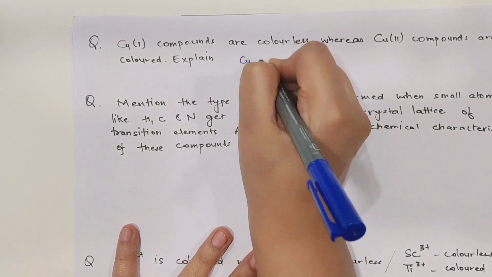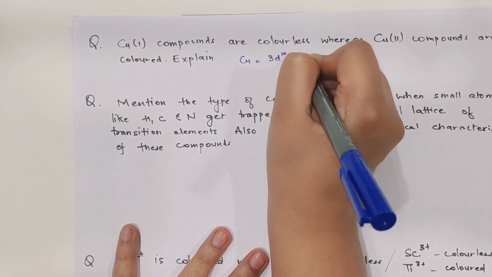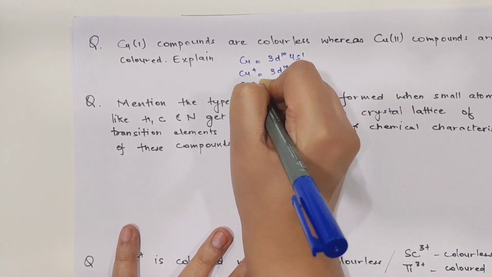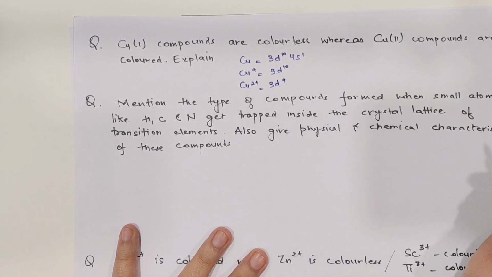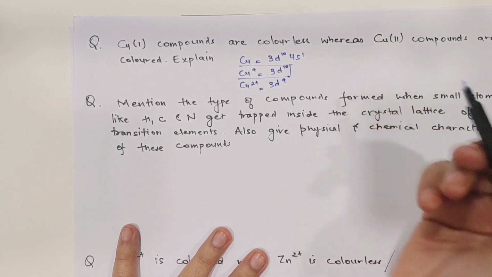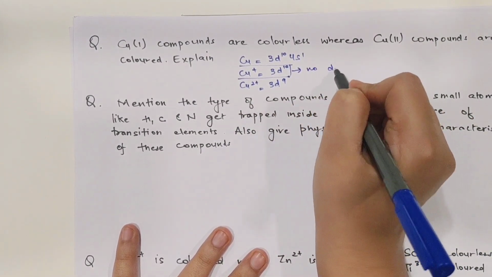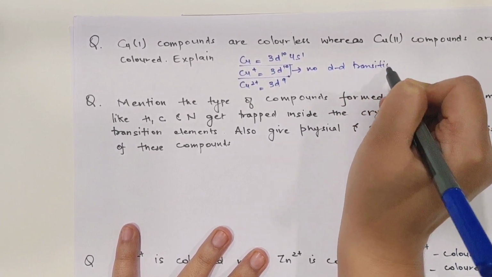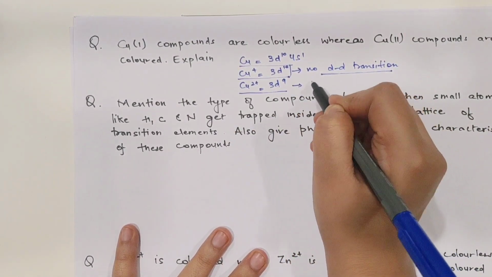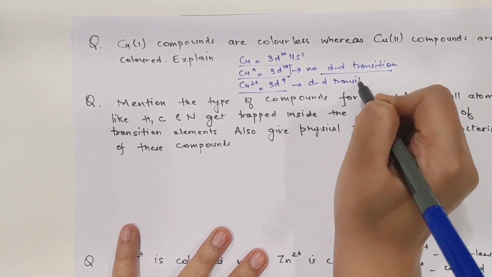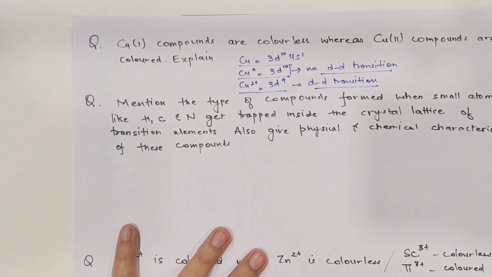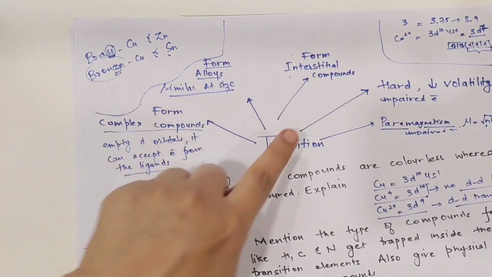Okay, so copper is 3d10 4s1. Copper 1 would be 3d10. Copper 2 would be 3d9. Now, obviously, since copper 1 is 3d10, the d subshell is completely filled. There is no possibility of d-d transition. No d-d transition means no color. Copper 2 plus, there is a possibility of d-d transition because the d subshell is incomplete. As simple as that. Oh, I think I did not talk about interstitial compounds.